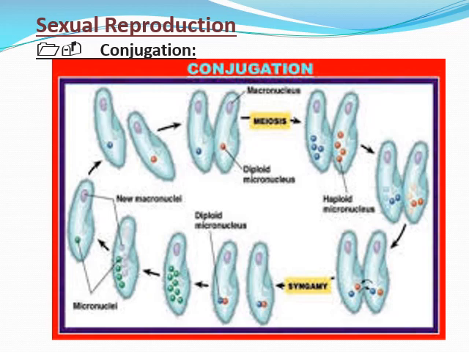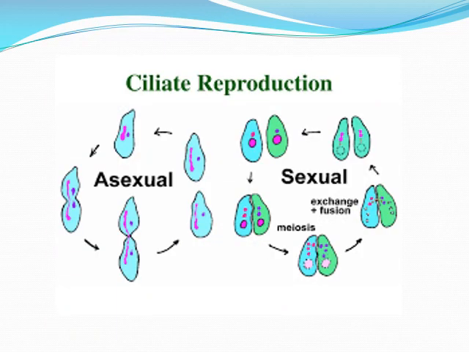Gametogamy occurs in sporozoa or coccidia. Male and female gametes unite to produce a zygote, which gives rise to numerous sporozoites or sporogons. This picture is of a ciliate, which reproduces asexually by binary fission and sexually by conjugation.